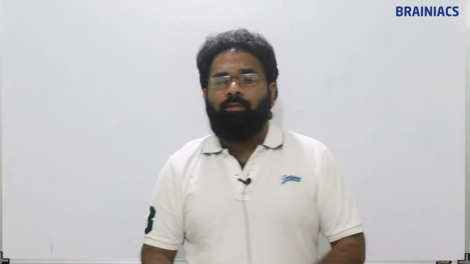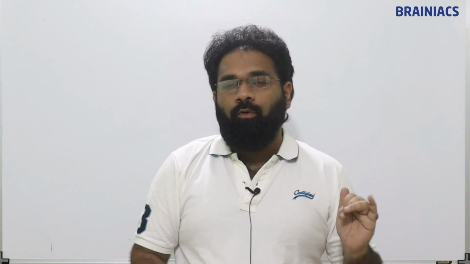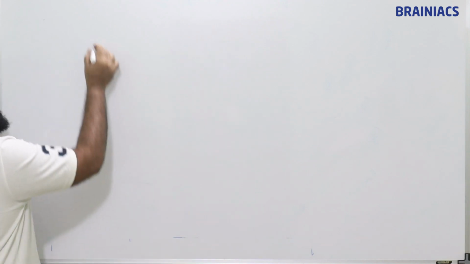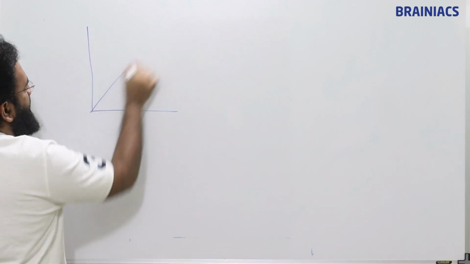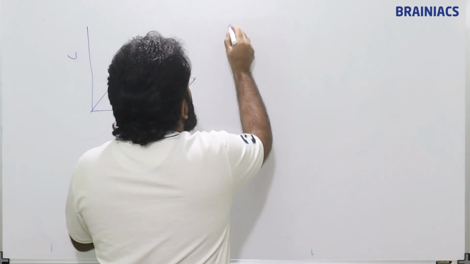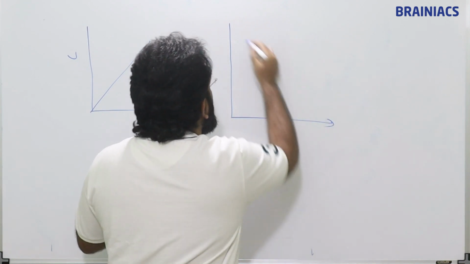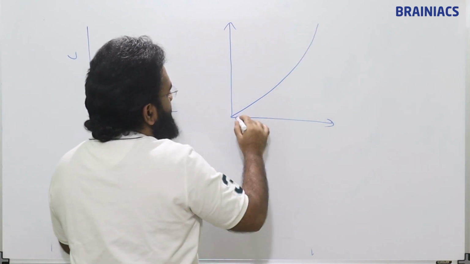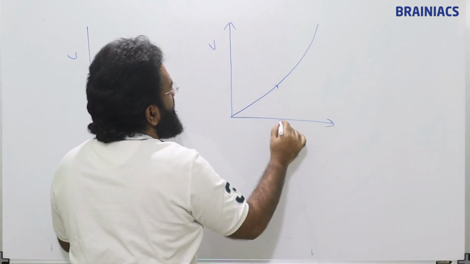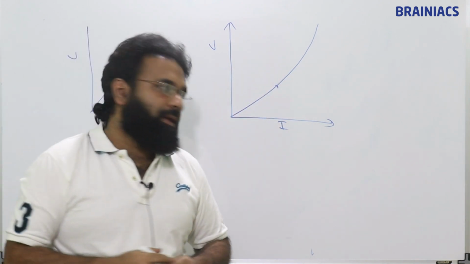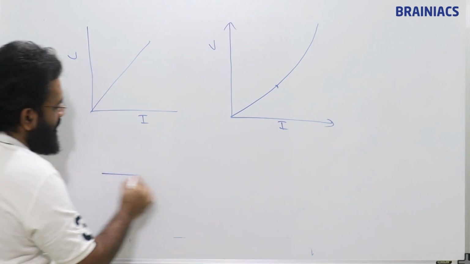So those resistances which obey Ohm's law are called ohmic conductors. We saw the graph like this, the VI graph. Suppose there are non-ohmic conductors; their graphs will be like this. To some part it will obey Ohm's law, but the remaining part will deviate from Ohm's law, that is, it doesn't obey Ohm's law.